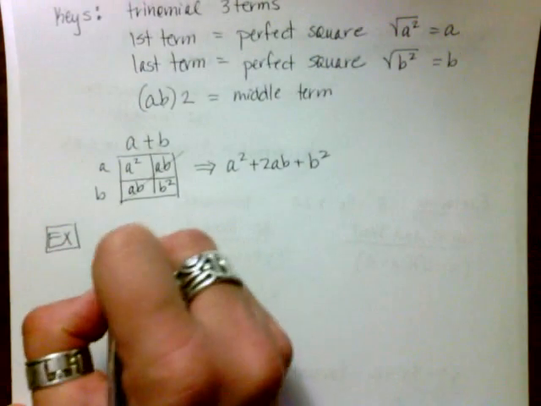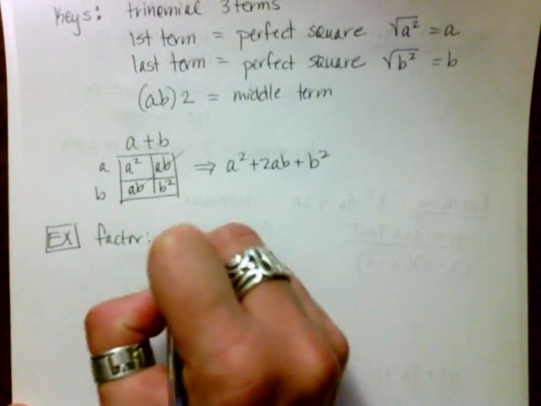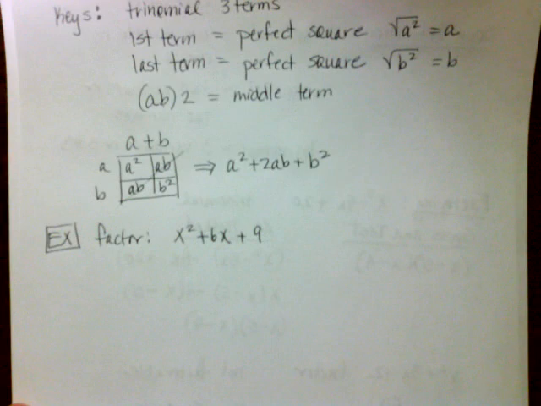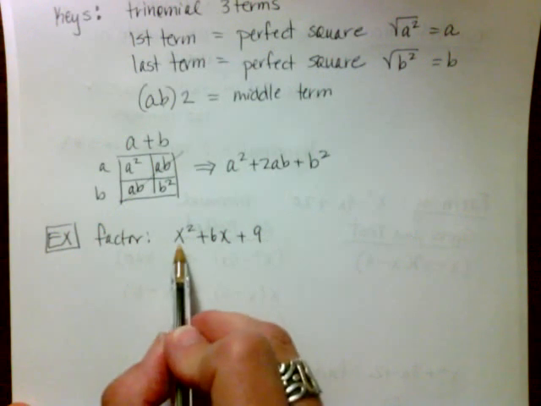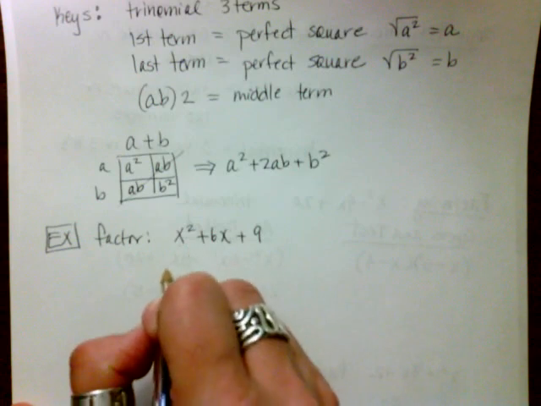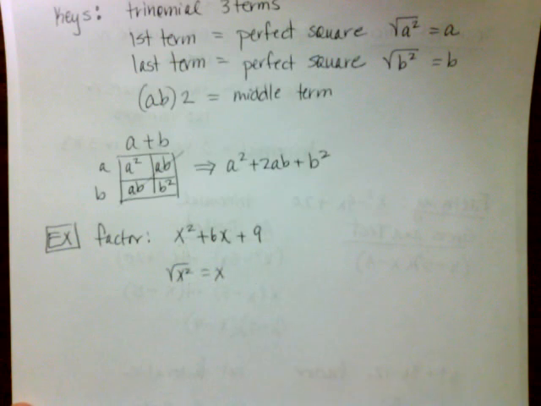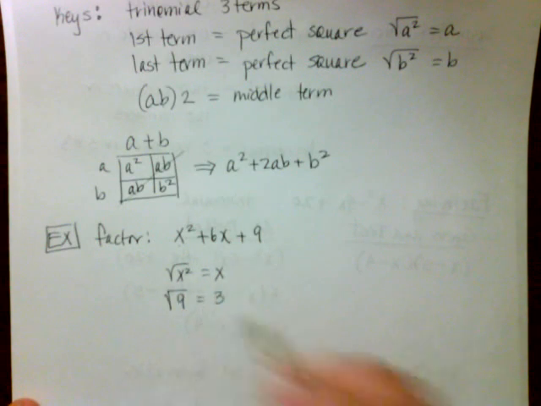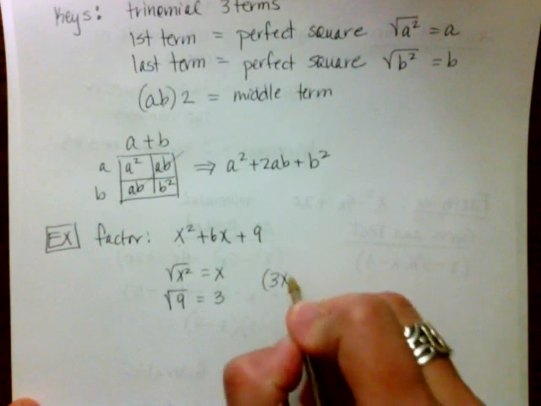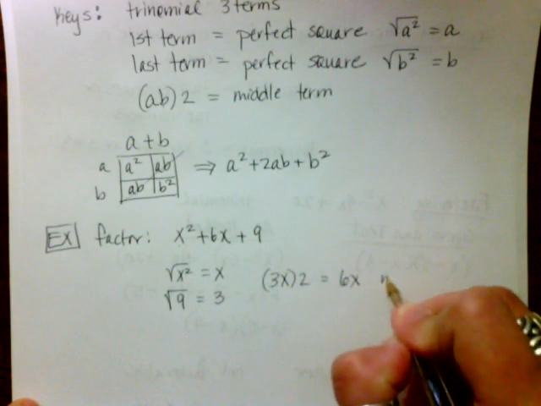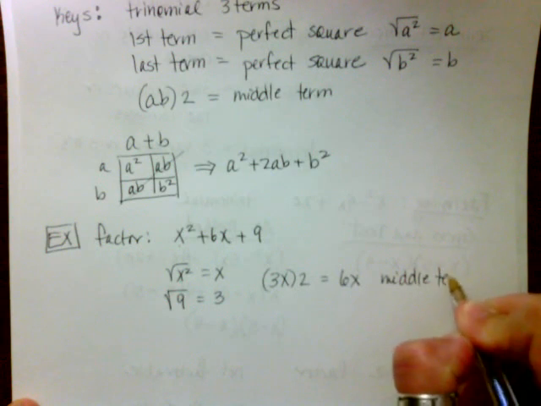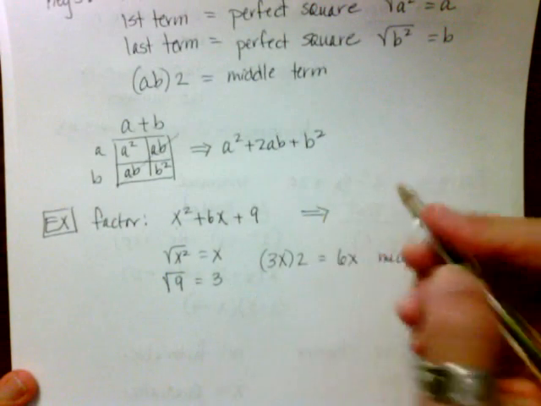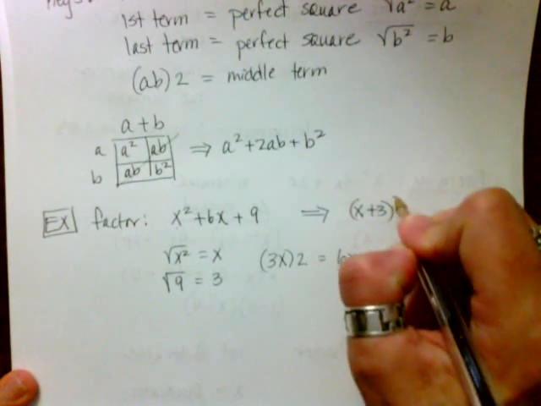All right, so the first one I want you to factor is x squared plus 6x plus 9. Here's the process that we use to evaluate. x squared is a perfect square, so the square root of x squared is x. The last term is also a perfect square, so the square root of 9 is 3. If I multiply those two things together and double it, there's the middle term. So therefore, this is a perfect square trinomial, and it would factor to give me x plus 3 quantity squared.